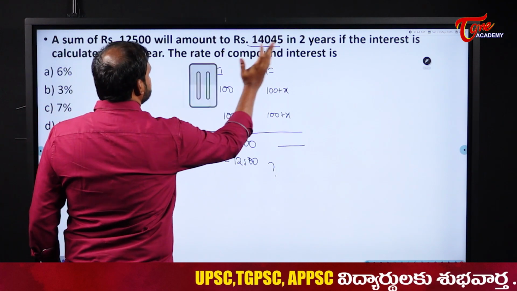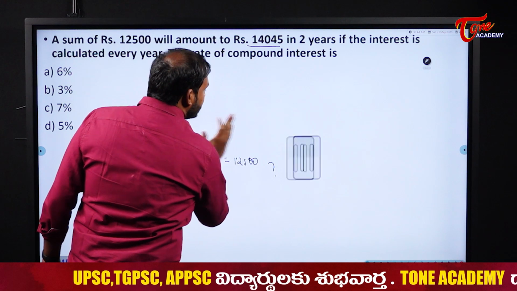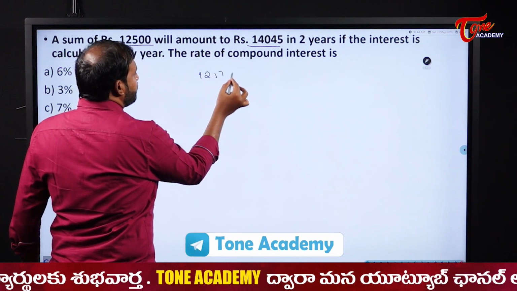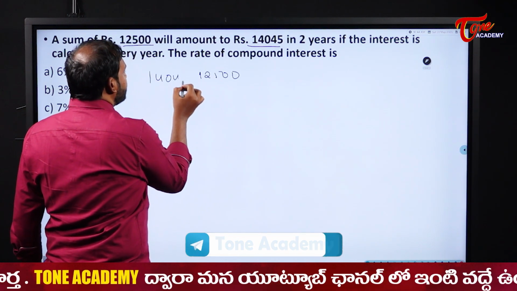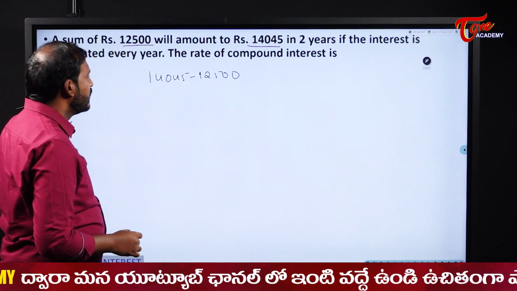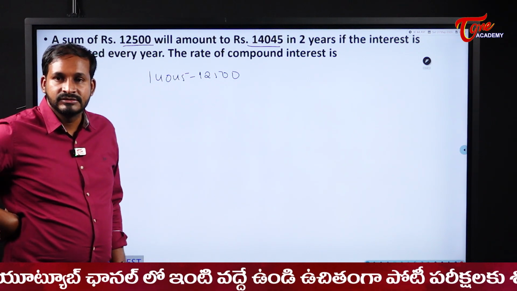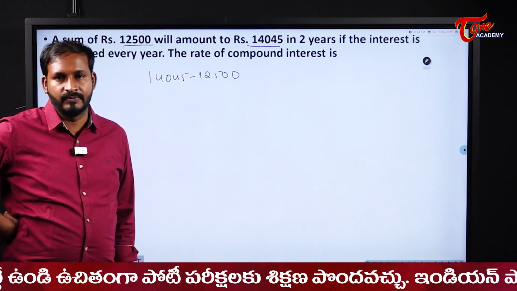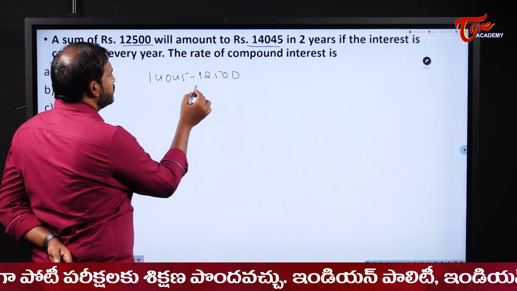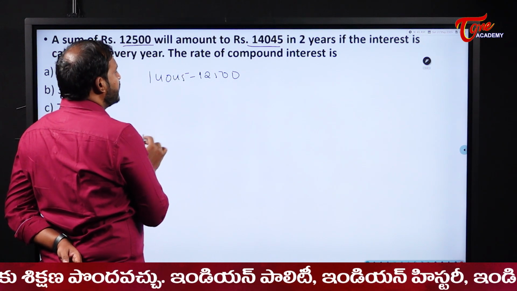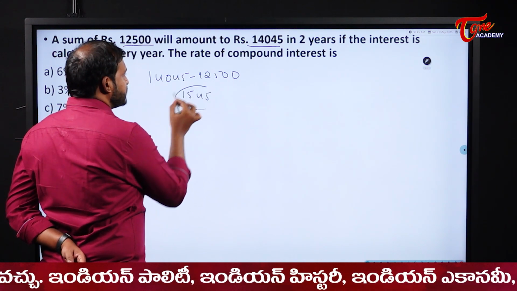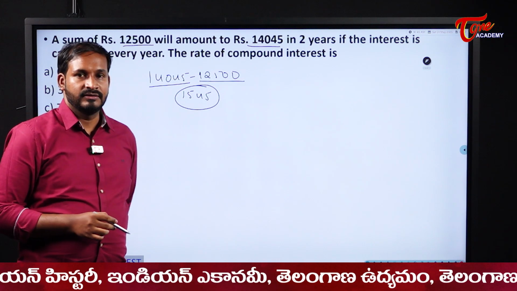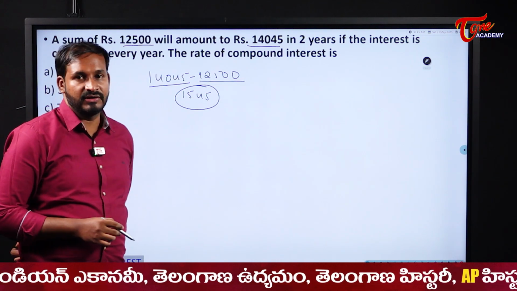Now check this one, students. What is the interest earned here? 12,500 is the principal and 14,045 is the amount. What is the difference between these two? Please try to find that one. Here we are going to use the formula of effective percentage. 1545 will be the difference. Why? Because this is 12,500 and this is 14,045. So 1545 will be the difference.